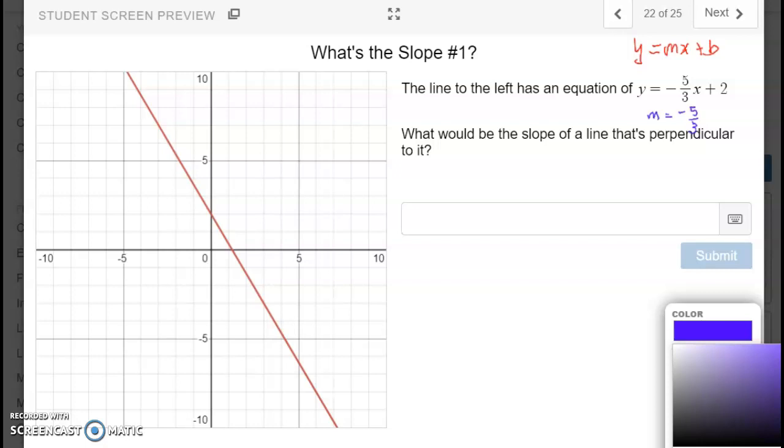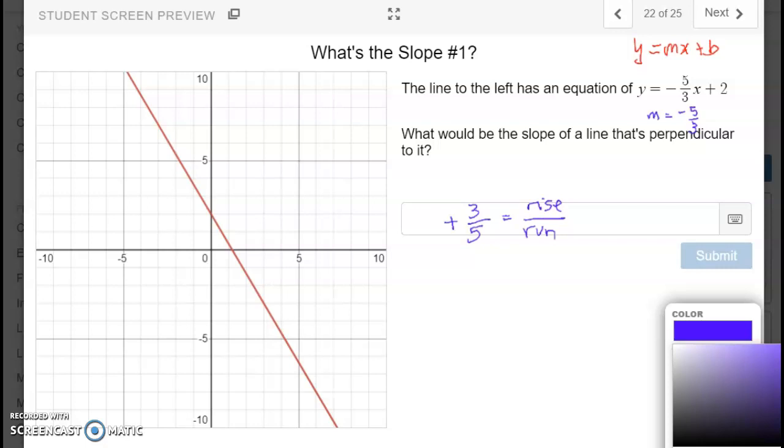That means we need to flip this fraction. So 3 at the bottom becomes the top, and the 5 at the top becomes the bottom. Since it was negative, the new slope is positive. So it flips the fraction as well as changes the sign to the opposite. So that means I can create any line. Say for example, I have a slope of 3 over 5. That means this is the rise over run.